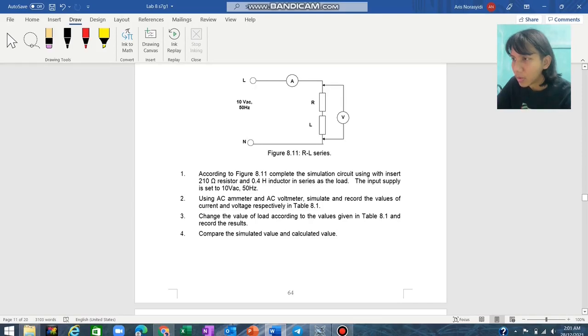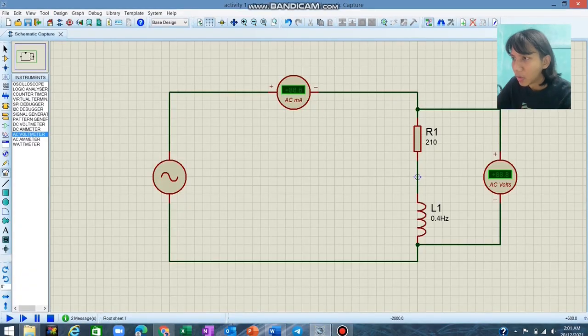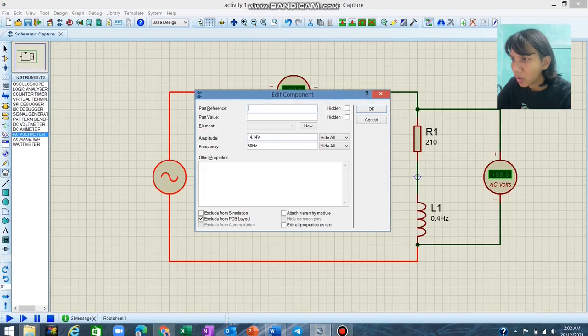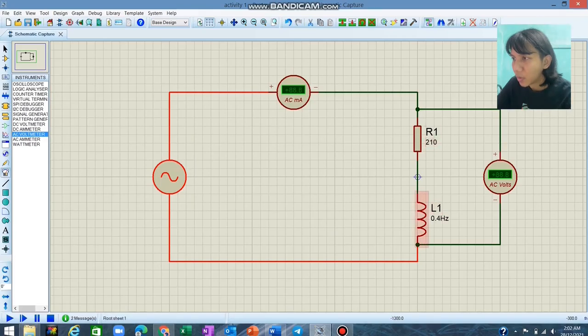So we open Proteus. So this is the circuit in our simulator. As you can see here, the values are set according to the values given. For the amplitude, we got 14.14 because we multiply the 10 volt with square root of 2. So this is the resistor, this is the inductor. We run it, and we got the value 40.9 for current and 9.99 for volt.